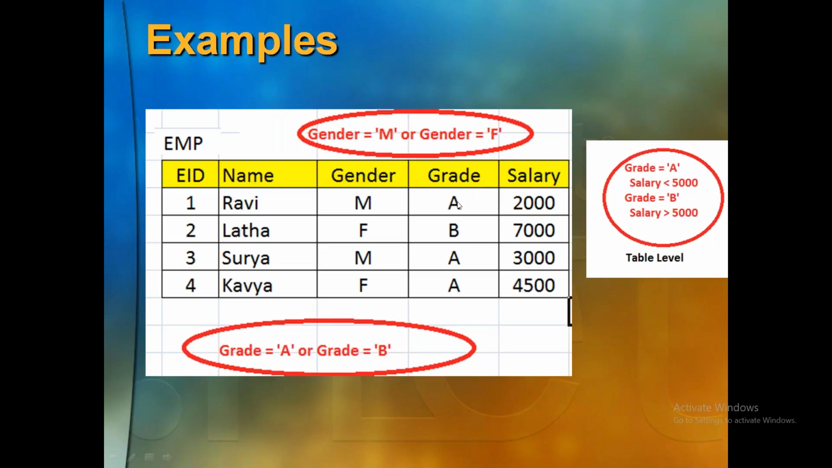Okay. If the grade equals A, salary is less than 5,000. If the grade equals B, salary is greater than 5,000. Like that, this kind of validation is to be given at the table level. So all these things can be implemented with the help of check constraints. Simple expressions: salary greater than zero, grade can be either A or B, gender can be either male or female. So these are the things if you wanted to implement. We cannot use primary key, foreign key, all of them. You have to write the check constraint.